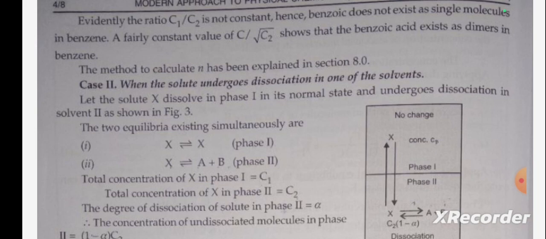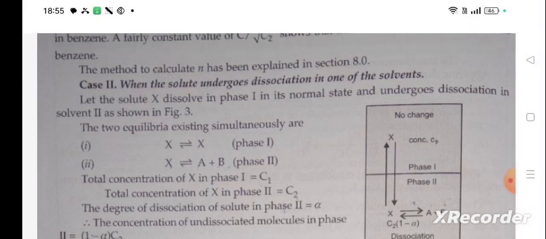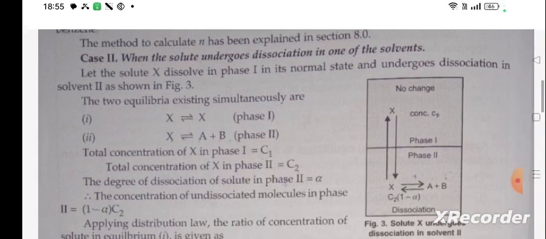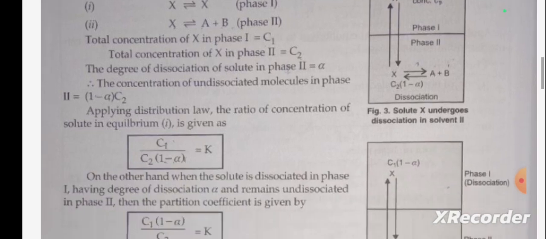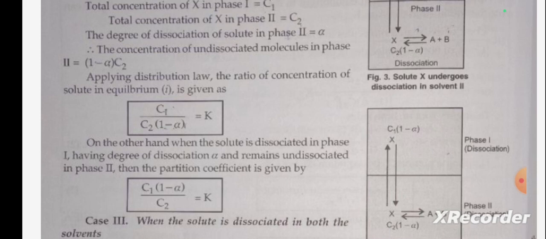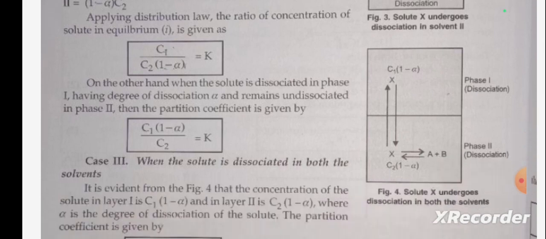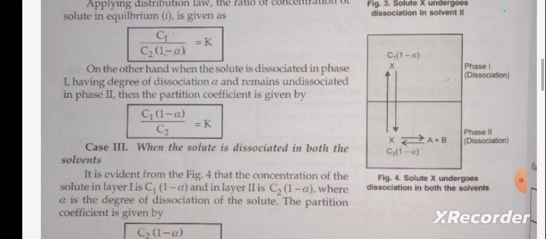When the solute undergoes dissociation in one of the solvents, let the solute X dissolved in phase 1 in the normal state undergo dissociation in solvent 2, as shown in figure 3. The two equilibria existing simultaneously are X in phase 1, and X giving A plus B in phase 2. The total concentration of X in phase 1 is C1, and in phase 2 is C2. The degree of dissociation of the solute in phase 2 is alpha, and the concentration of undissociated molecules in phase 2 is equal to (1 minus alpha) C2. Applying the distribution law, the ratio of the concentration of solute in equilibrium 1 is given as C1 by (1 minus alpha) C2 is equal to K.